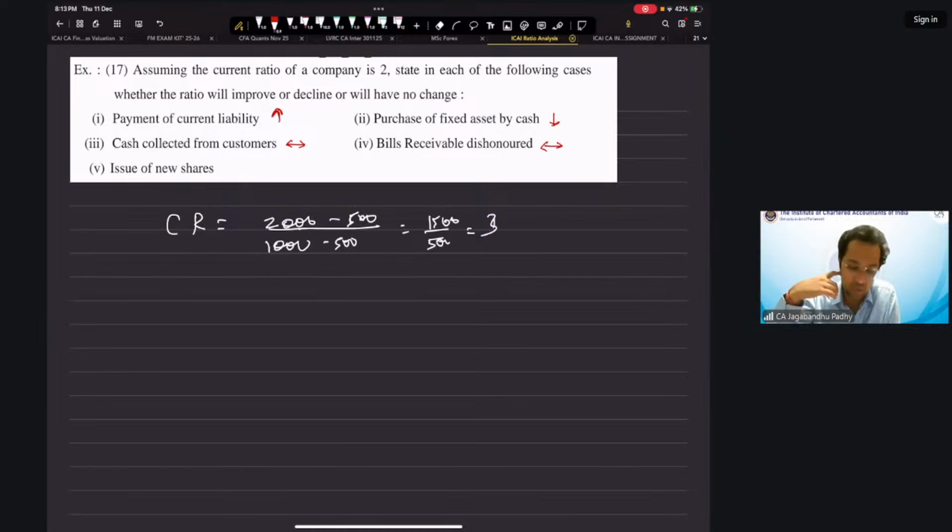What about the fifth one? Issue of new shares. When new shares are issued, of course, cash balance is coming in. So current ratio increases, right? Because current assets is increasing. Are we good, everyone?